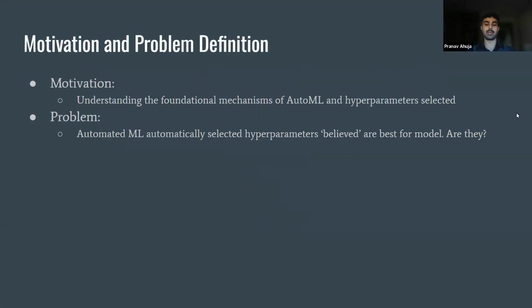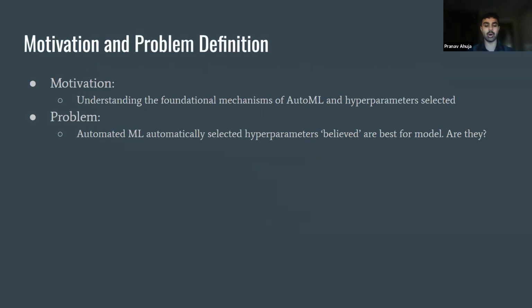So for my project, my motivation was for me to understand the foundational mechanisms of AutoML and the hyperparameters that automated machine learning selected for this model. I wanted to learn the hyperparameters that were selected and what would happen by changing them to another search case.